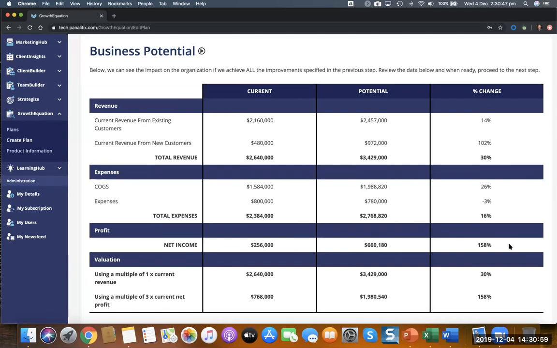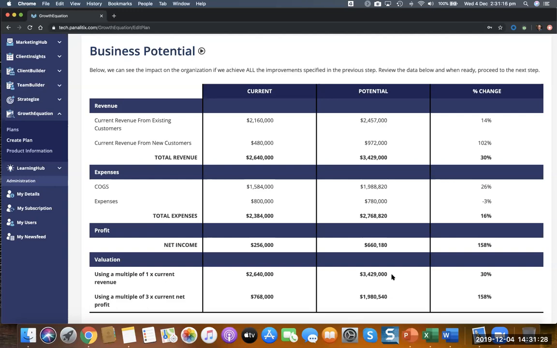So that's a 158% increase. Now remember, the client said that profit was the most important to them out of revenue and profits and business value. And so now we're in a really interesting discussion with the client. So how do you feel about that number? And the client's likely to say, wow, that sounds terrific. How do we do that? And at the bottom here, we can see some indicative valuations, assuming that we can achieve those targets.